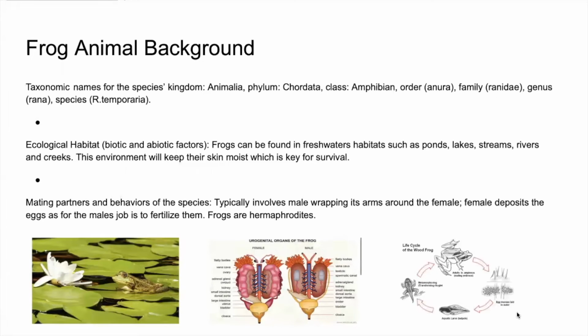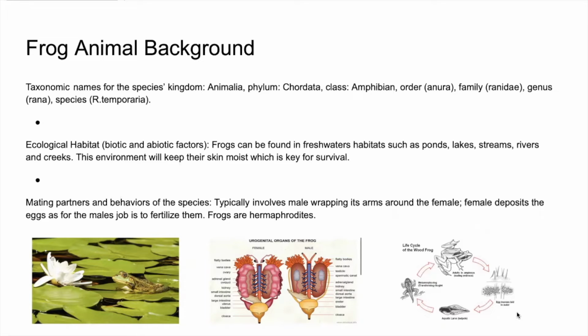The frog animal background. The taxonomic names for the species: the kingdom is Animalia, phylum Chordata, and its class is Amphibia. Family is Ranidae, and genus.